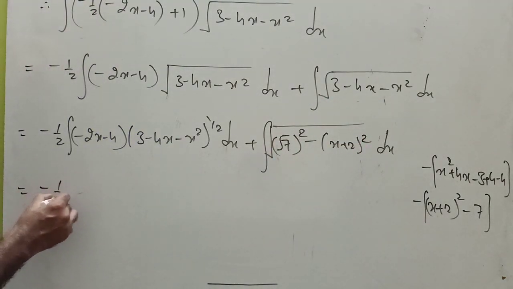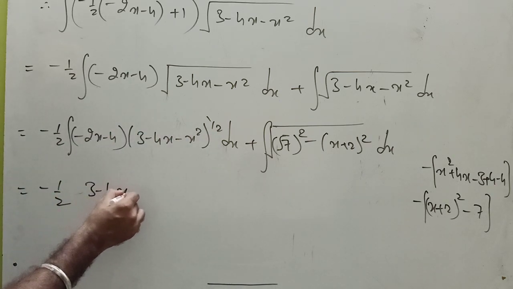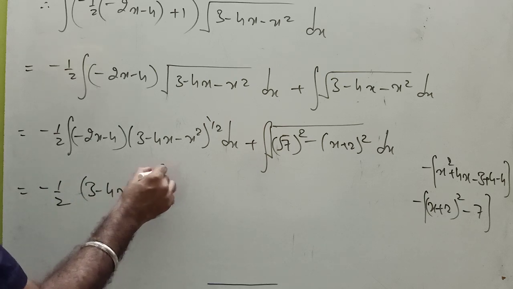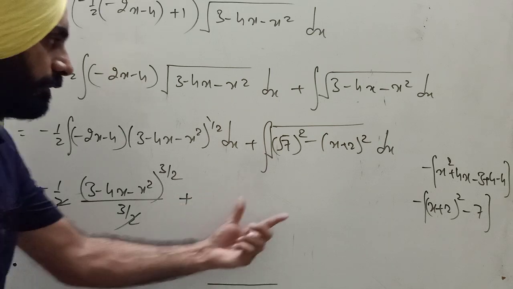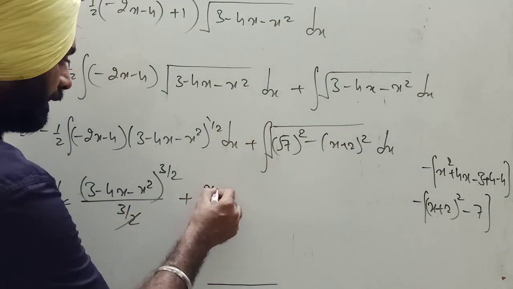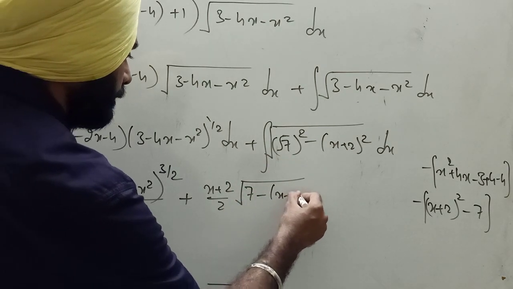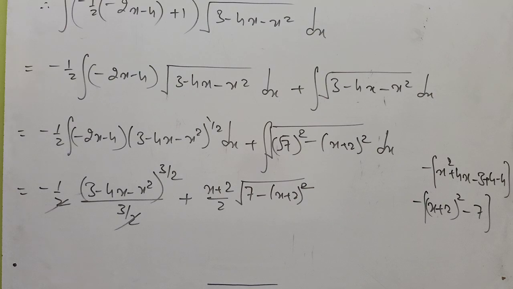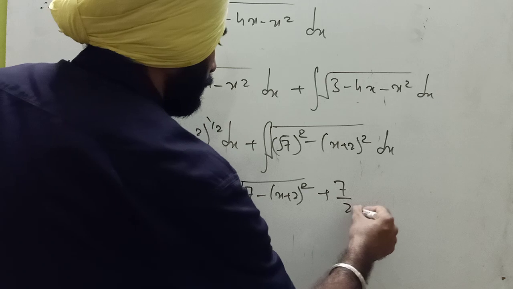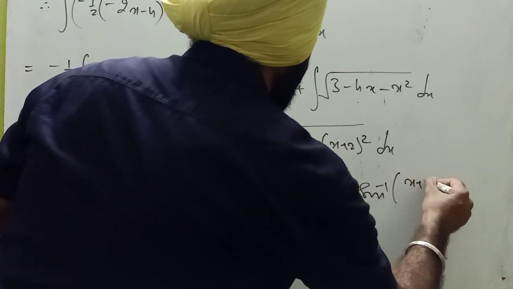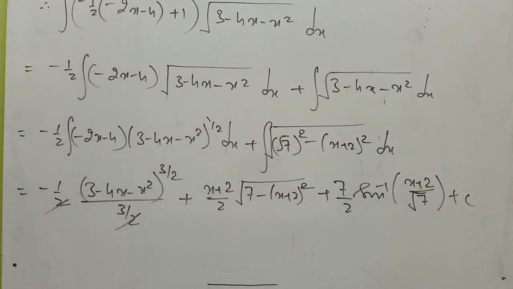Now apply the formula: derivative into function raised to power n. So the answer is function raised to power 1 by 2 plus 1, which is 3 by 2, over 3 by 2. The 2 cancels out. Now this is under root of a square minus x square, and that is equal to x by 2 under root of a square minus x square, then plus a square by 2, where a square is 7 over 2, sin inverse of (x plus 2) by under root 7, plus c. So this is the final answer of this question.